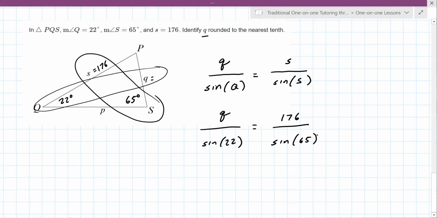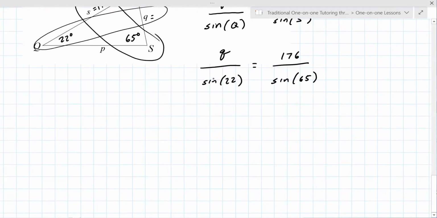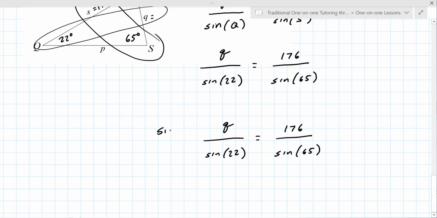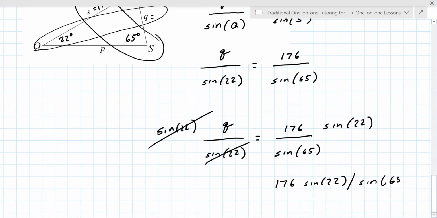When we first did this, I said to enter these as decimals, but here's the power of that calculator. I don't know what sine 22 is, but I'm going to multiply both sides by the sine of 22. So I'm going to put sine 22 here and sine 22 here. Do you see how on the left they cancel? So in your calculator, type in 176 sine 22 slash sine 65. That'll give you your final answer for q. And that's the power of using your calculator the way it was designed.